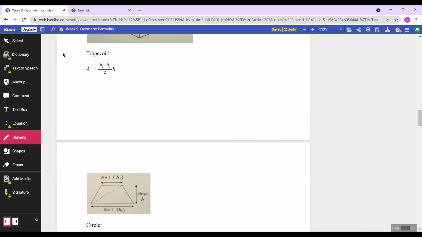Are you going to do some example problems? Yeah, later. When I learned it, the trapezoid area formula was top base plus bottom base times the height divided by 2.